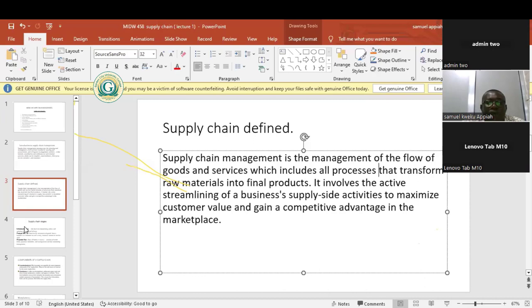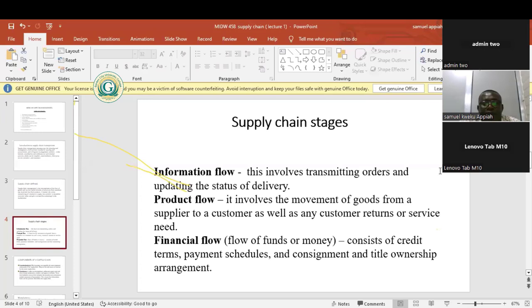So let us look at the supply chain stages. One is information flow. The first stage in supply chain is information flow. Why information flow? It involves transmitting orders and updating the status of delivery. For instance, you want items from the stores, either central stores or the district stores. If you don't give them information, if you don't tell them the quantities and the dosage that you need, no one will be able to serve you. And the stores must also give information about the commodities that are available, so that when you are making orders, we don't order items that are not in stock. So information flow within the supply chain is very, very important.